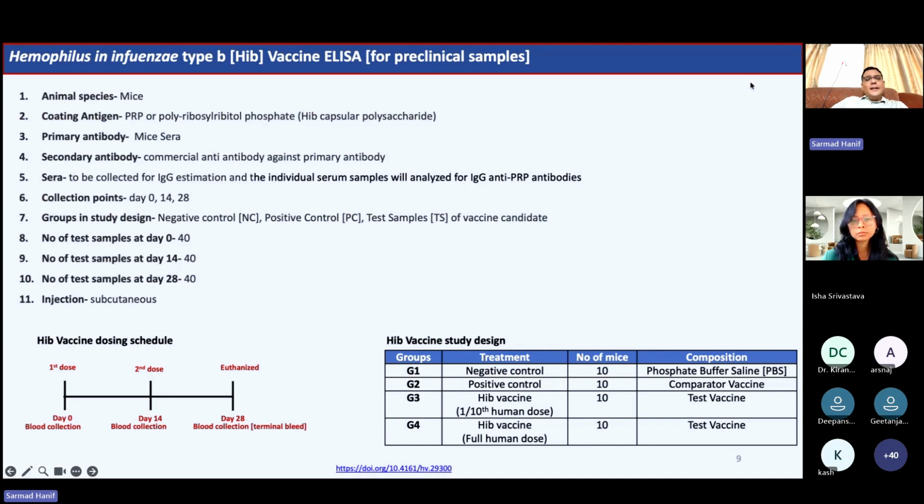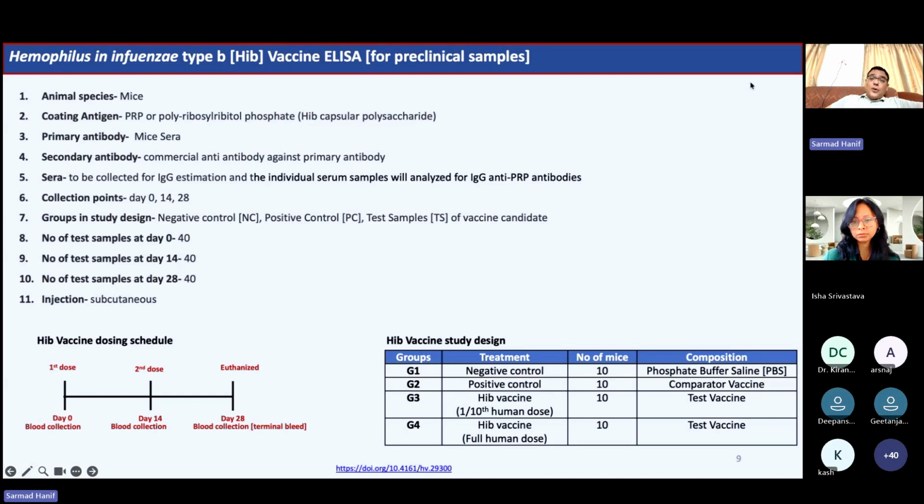Coating antigen here is the polysaccharide. I hope you remember I was saying in the first or second slide that your coating antigen can be a protein or a polysaccharide. Here, it is a polysaccharide. So it can be a problem because the 96 well plate which you are using is a polystyrene plate, which is not very suitable for the coating of the polysaccharide antigen.